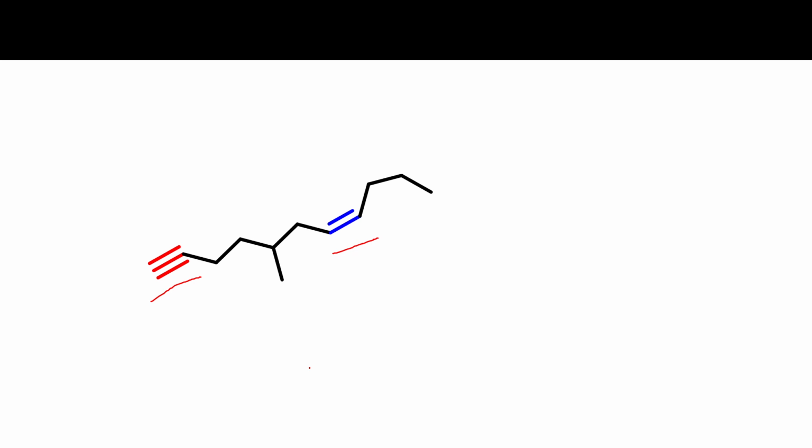So between these two functional groups, there will be a triple bond and a double bond. So which functional group comes first? Between double bond and triple bond, if they are in the same position, then the double bond will have the highest priority. The numbering will start from the double bond. And if the functional group is starting from the triple bond, then the numbering will be started from this side.